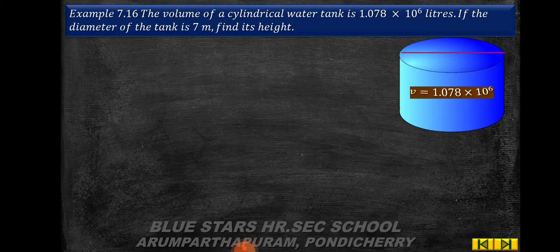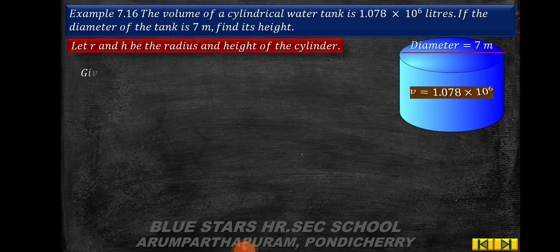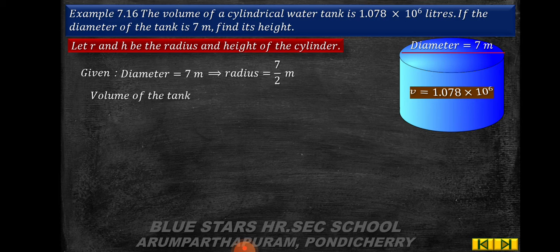So volume is equal to 1.078 into 10 to the power 6. Then diameter is equal to 7 meter. Let r and h be the radius and height of the cylinder. Given diameter is equal to 7 meter, so radius is equal to diameter by 2, that is 7 by 2 meter.